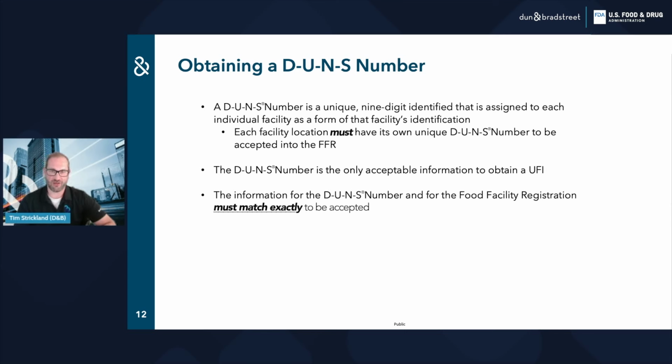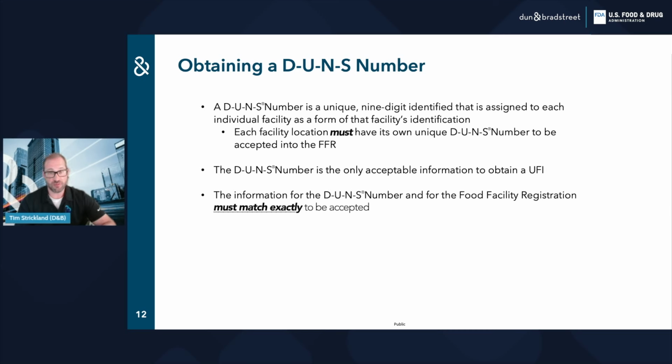Next, we will discuss how to go about acquiring or updating an existing unique facility identifier by obtaining a DUNS number for your facility. Keep in mind that each facility must have its own unique DUNS number to be accepted into the FFR. As Rachel mentioned, the FDA currently recognizes the DUNS number as the only acceptable information to obtain that unique facility identifier. The DUNS number is a unique 9-digit numeric identifier that is assigned to each individual facility as a form of that facility's identification.